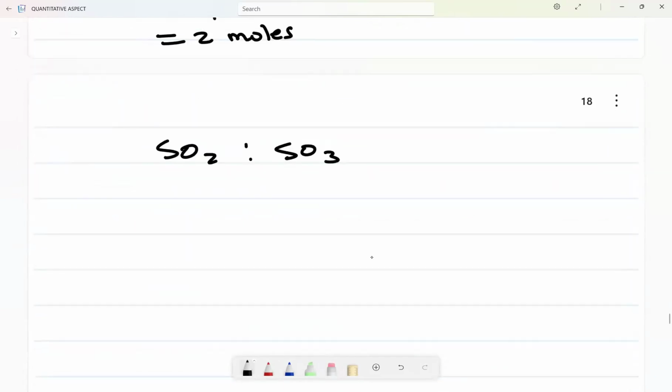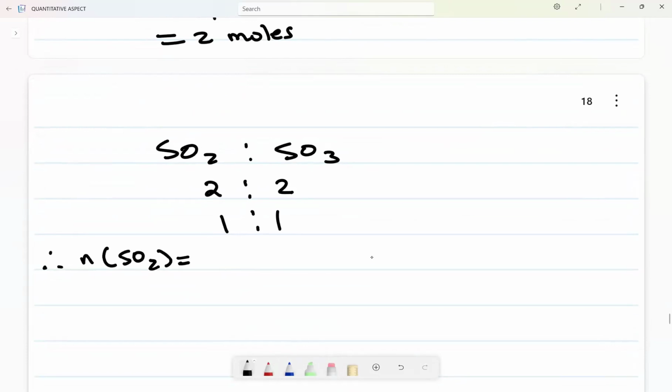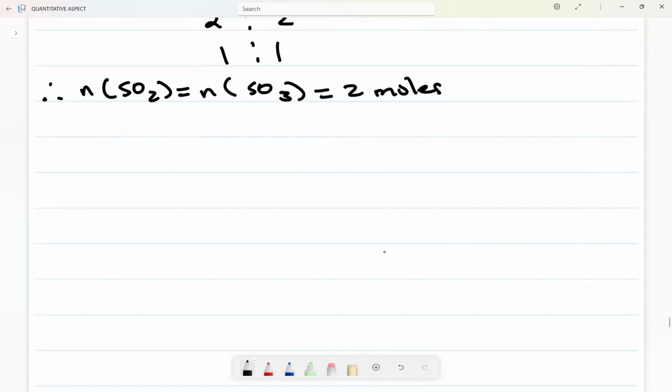2:2. Can you see that? The ratio is 2:2. That can be simplified to 1:1. Therefore, remember, if the ratio is 1:1, it means the number of moles of SO2 is equal to the number of moles of SO3, which in real fact becomes 2 moles.